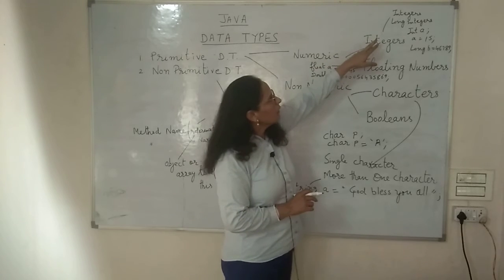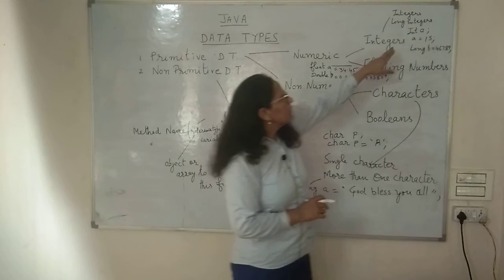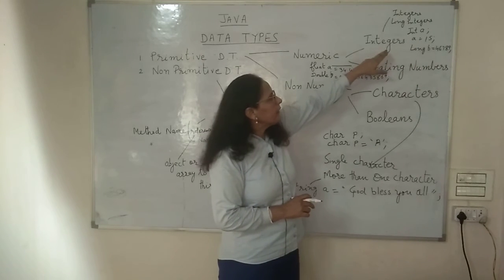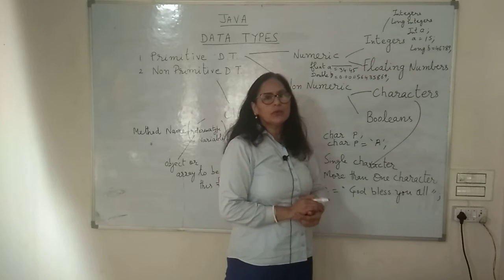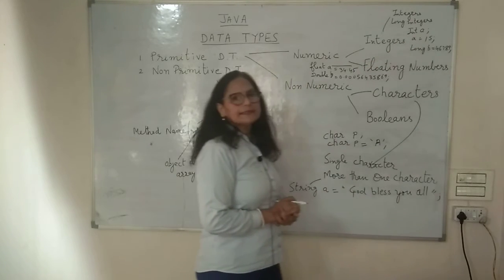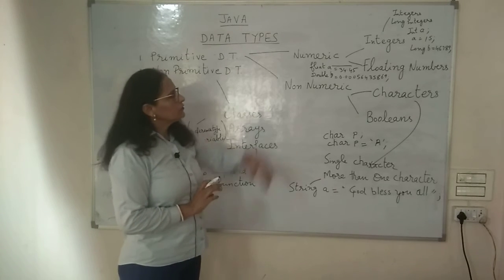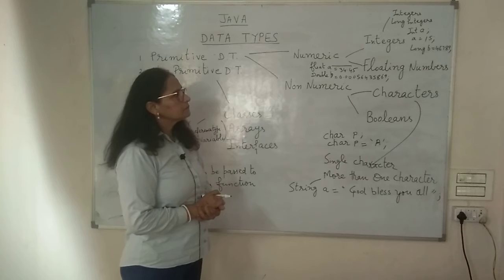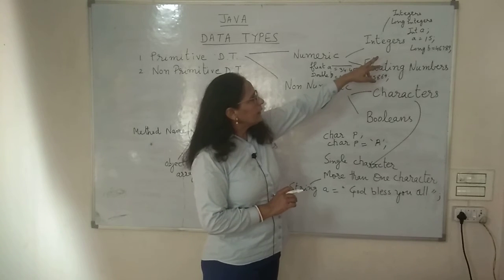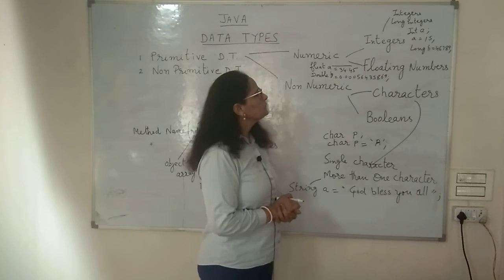Now integer, how can we declare the data type integer? We will use the word int. This is the keyword. Keyword int we will use, and then we'll write the variable name. So here we have given the example int a semicolon. This is the declaration statement of integer data type which comes under the numeric data type. Now how can we store the value in this kind of data type? By writing in the second statement a is equal to 15 and then the semicolon.